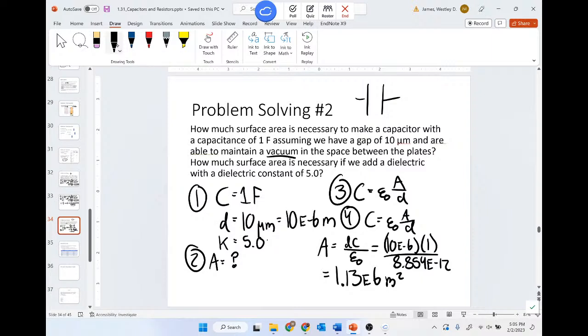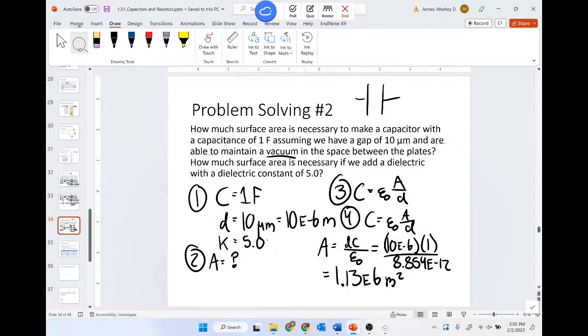And this just proves the point. 1 farad is really big. 1 farad is a huge capacitance. So, proving that point to you all. Now the question is, remember in the real world, we do not use vacuum in our capacitors. We use dielectric, and so let's see what the effect of that dielectric is. If we put a dielectric with a constant of 5, let's see how much it helps us make a capacitor that fits in a smaller space than 1,000,000 meters squared.